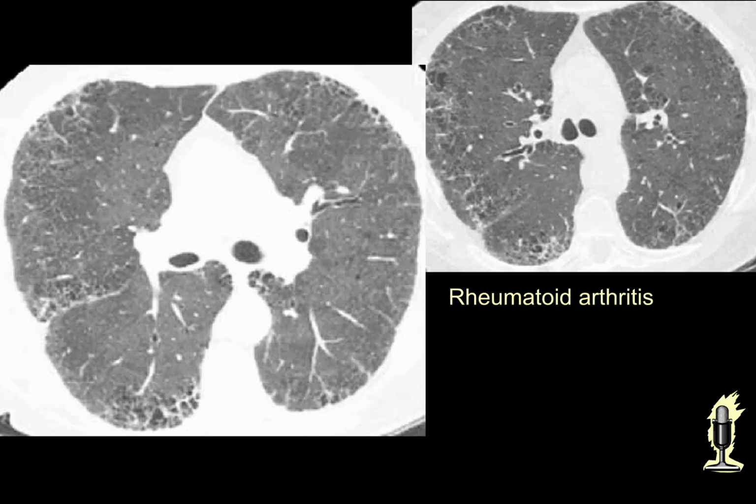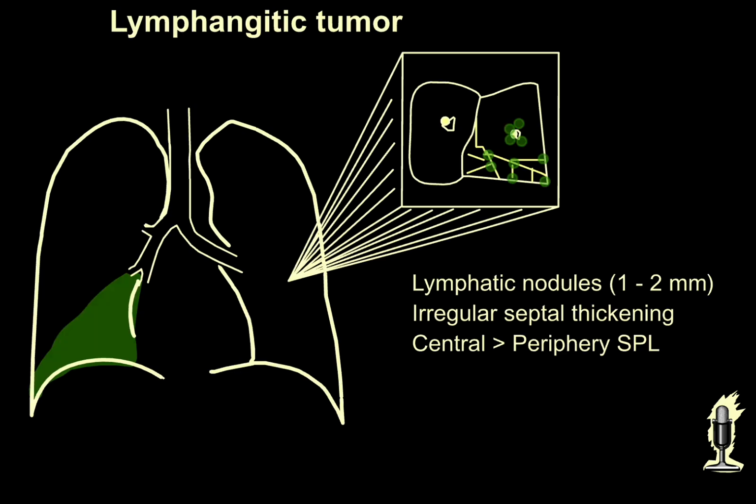Not all patients with collagen vascular disease will have a histologic pattern of UIP. In some, the pathology represents nonspecific interstitial pneumonitis. The distribution in lymphangitic tumor is variable. However, a characteristic feature is the sparing of a lobe or even a lung.